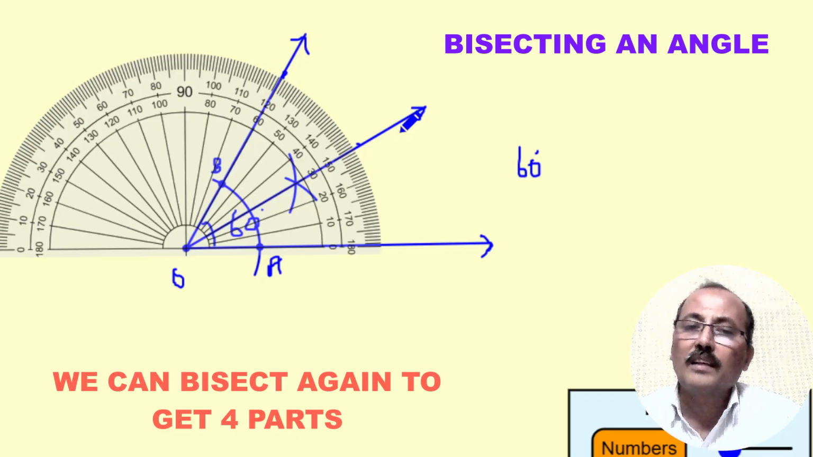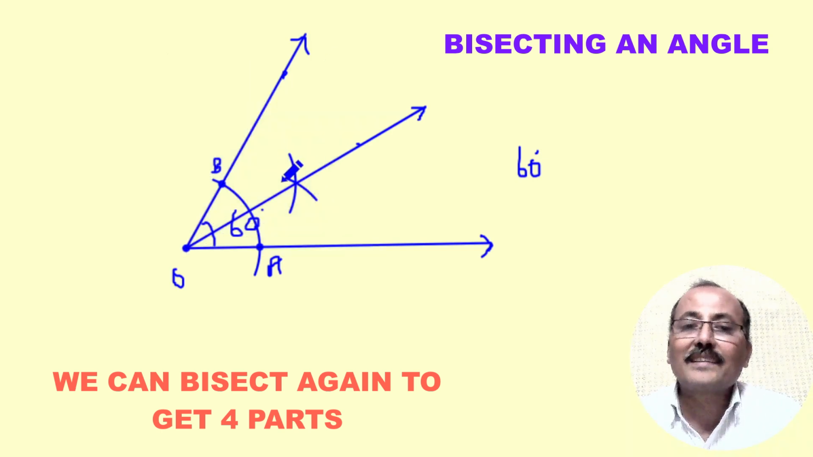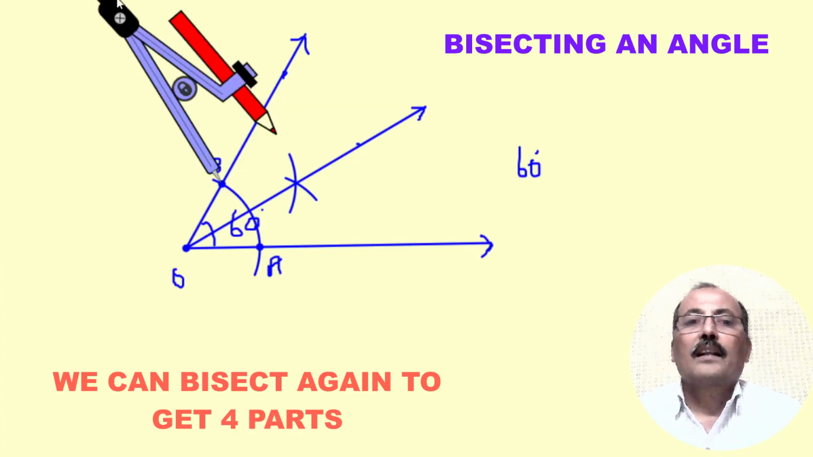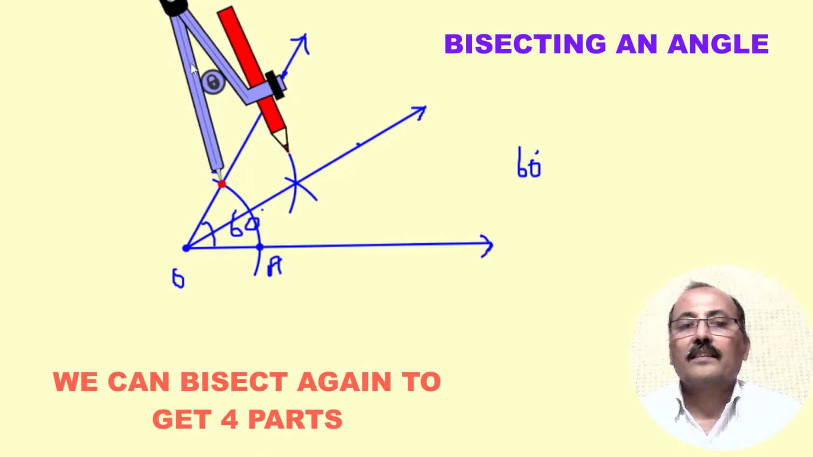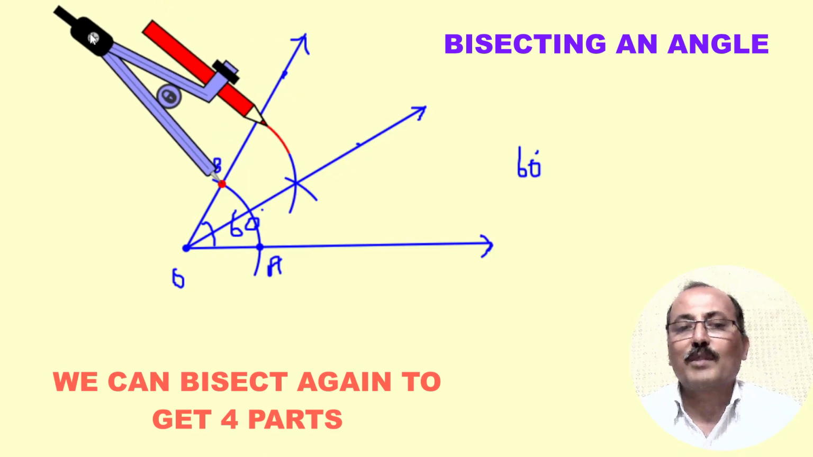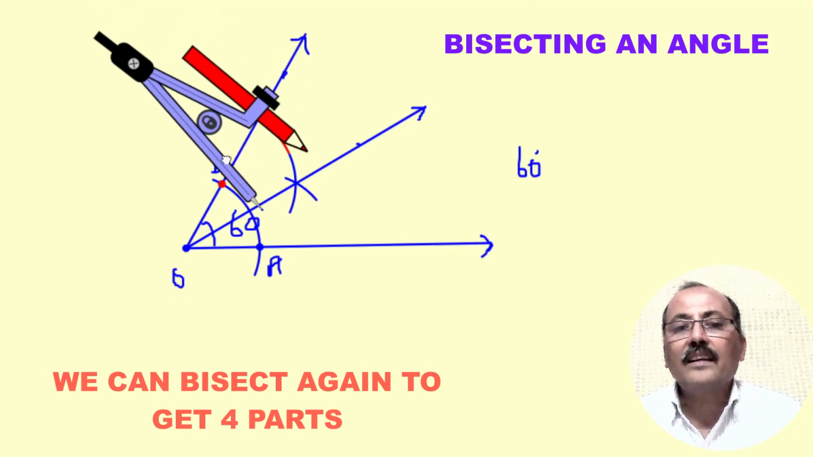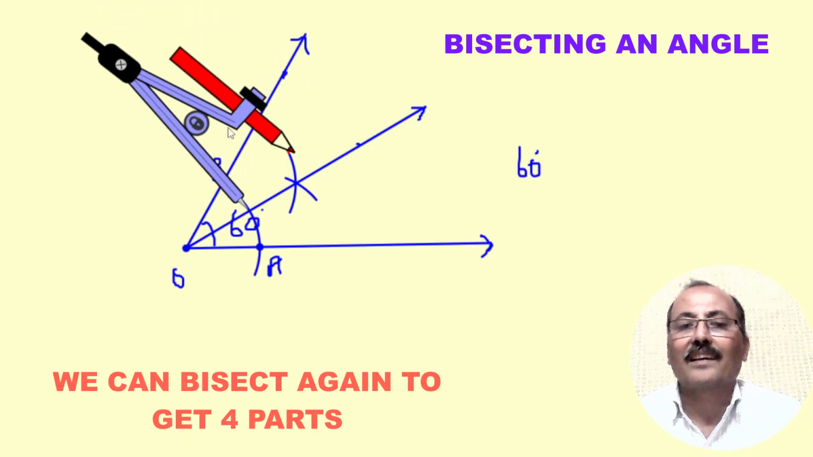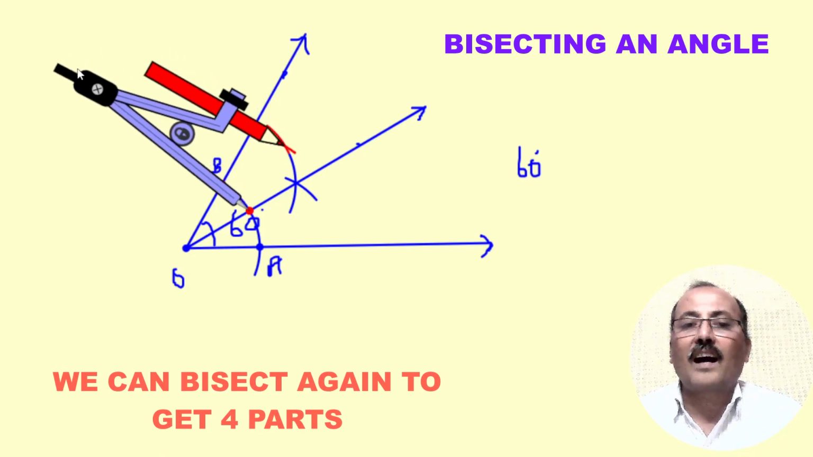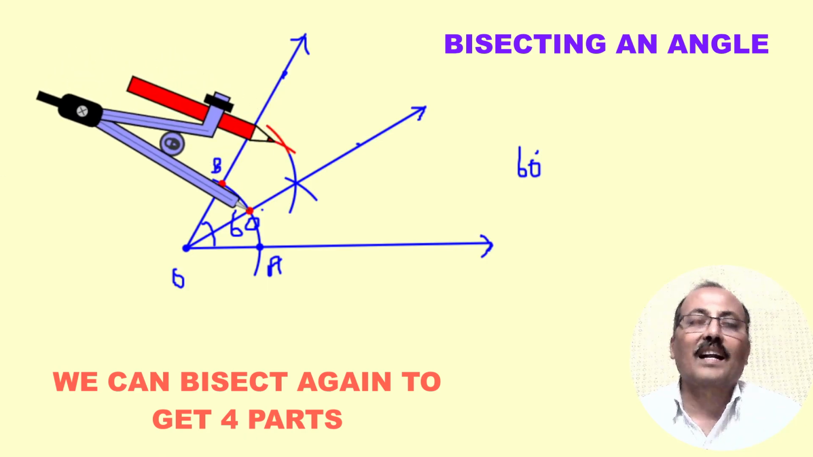Now 4 parts, yes, you can construct. What you have to do? Again you have to bisect this one. How to bisect this one? Now take, okay. Now draw an arc here. Okay, that is matching, but don't worry. Okay, now keep this thing, compass here, and cut that arc. Again you are going to cut that arc.